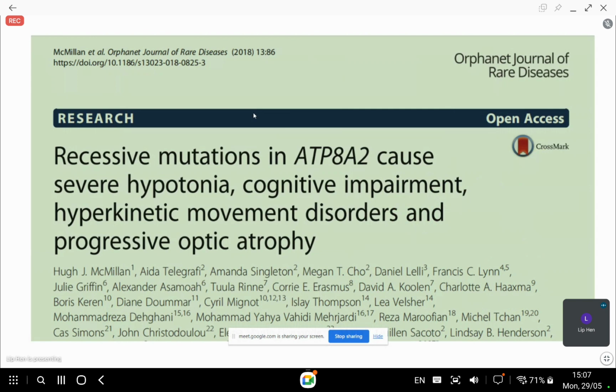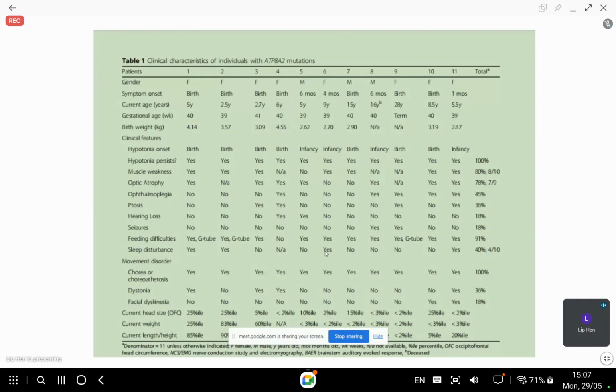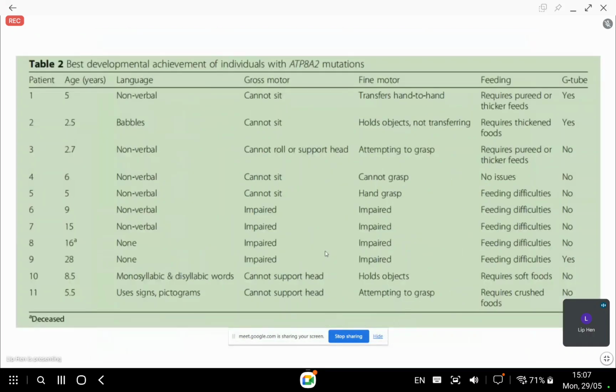So actually this child has an ATP7B2 recessive mutation, which causes severe hypotonia, cognitive impairment, hyperkinetic movement disorders, and progressive optic atrophy. With these genetic results, we can look through the articles and share with the parents the information available out there, how other children are doing in other parts of the world, and most of them are very, very severely affected.